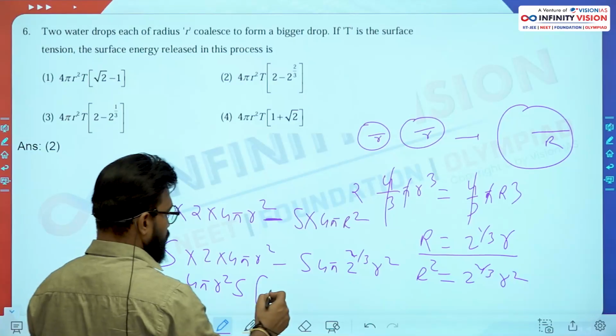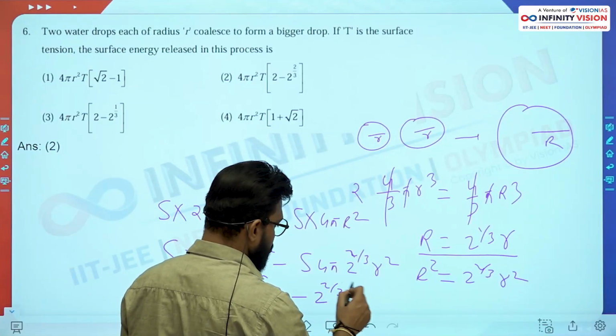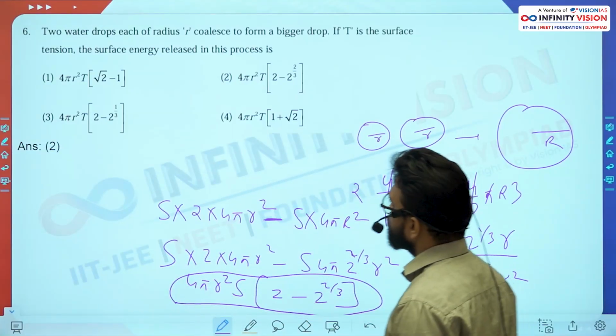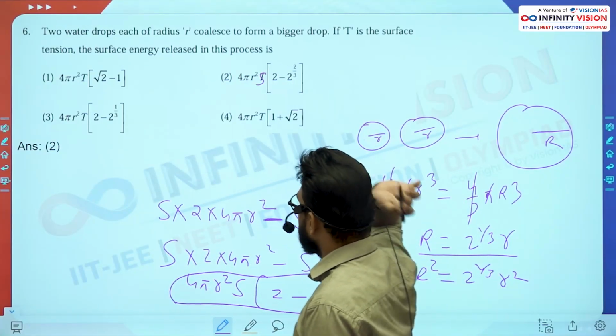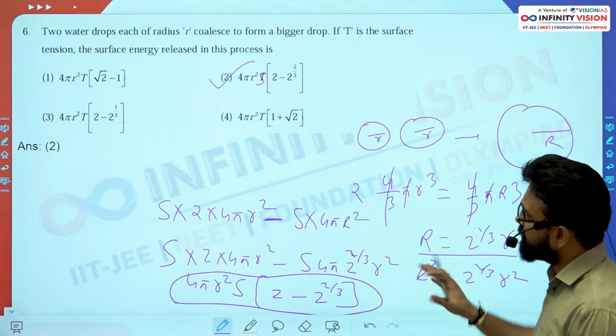So here you'll get 2 minus 2 raised to power 2 by 3. This is the final answer that we are getting, which is your second option, because surface tension I have taken as s. So second would be the correct option.